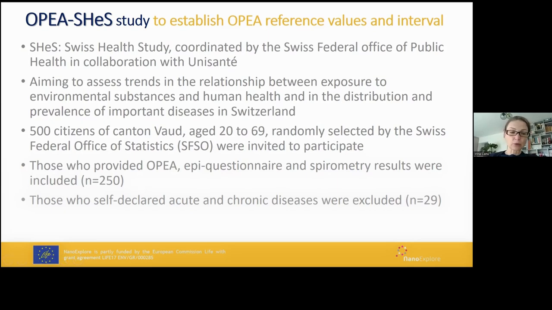However, we could have quite a good participation with 250 people providing the measurement of OPA, but also spirometry results and questionnaires. We excluded from this sample all those who had self-declared or diagnosed using spirometry acute or chronic diseases, or who had declared that their general health status was not good enough, because we need to have healthy individuals in the reference sample.